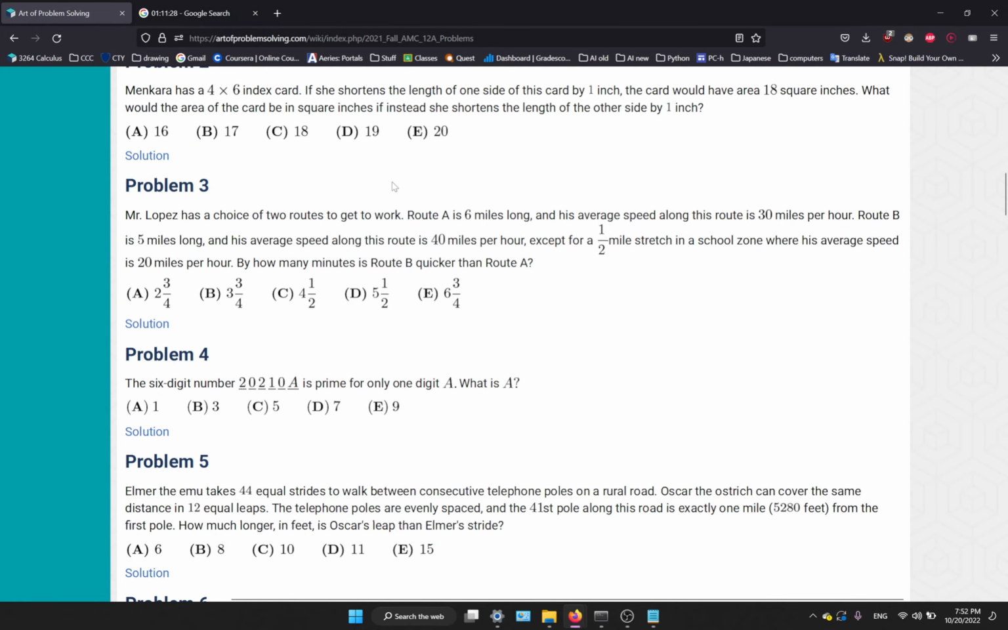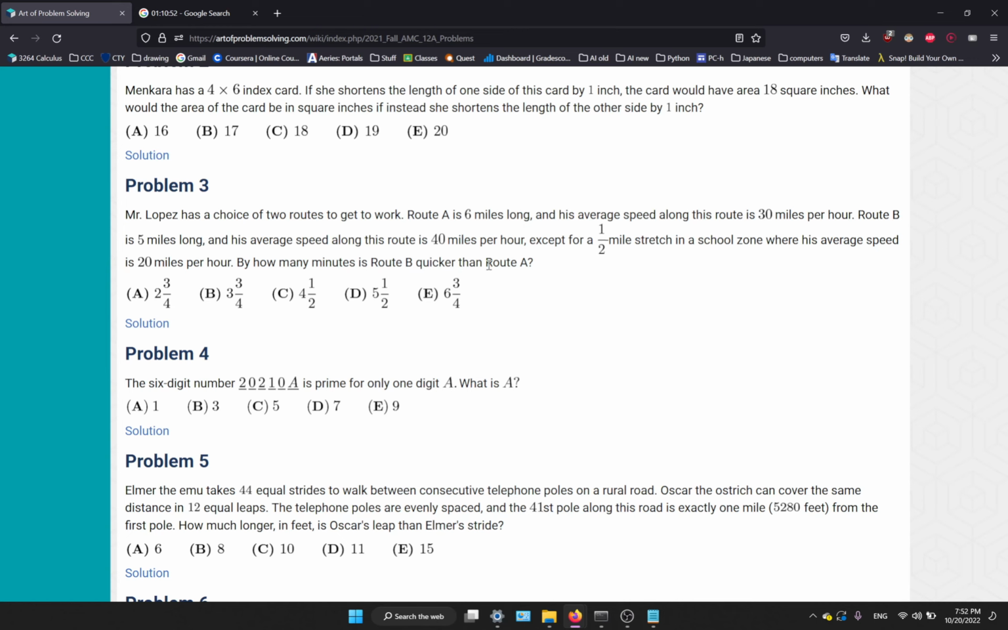Problem three. Mr. Lopez has a choice of two routes to get to work. Route A is 6 miles long. Average speed is 30 miles per hour. Route B is 5 miles. Average speed is 40 miles per hour, except in a 1/2 mile stretch in a school zone where his average speed is 20.